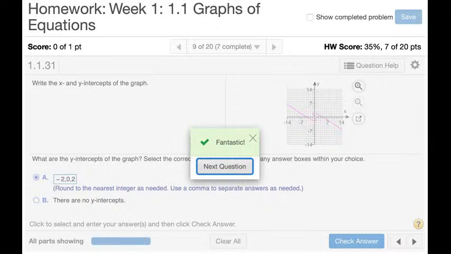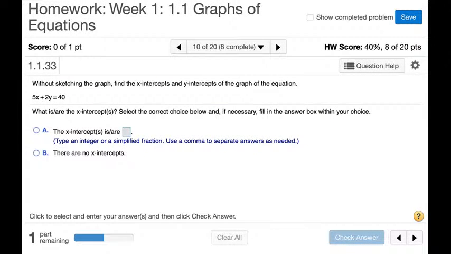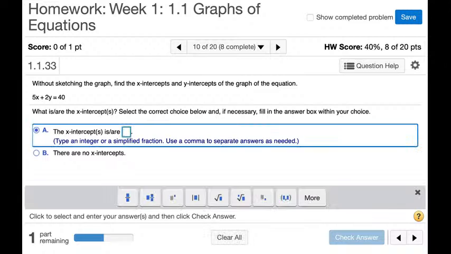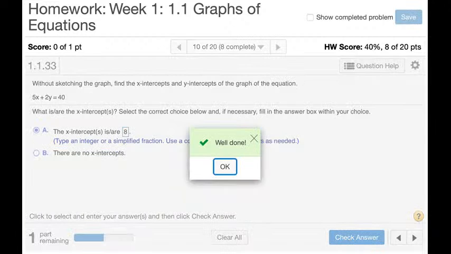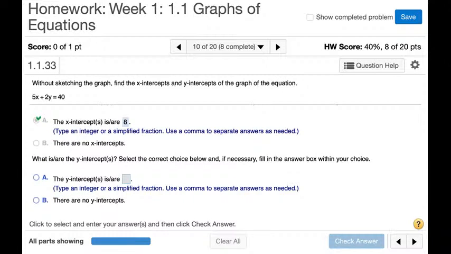Without sketching the graph, find the x-intercepts and the y-intercepts. Okay. So for the x-intercept, we set y to 0. If we set y to 0, then x equals, what is that, 8? It says type an integer. Yeah, just 8, right? The y-intercept, if we set x to 0, we get 20.